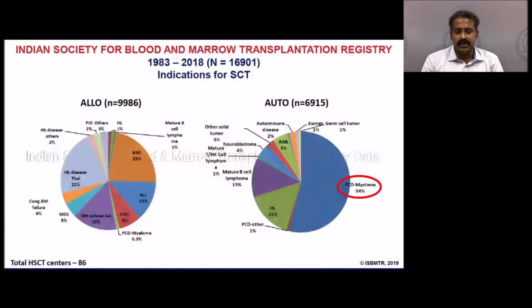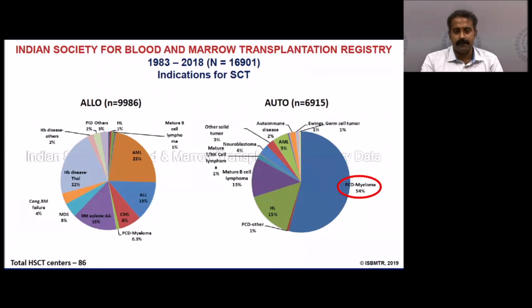Now, this is data from the Indian Society for Blood and Bone Marrow Transplant Registry. Now, this shows the indications for transplant. On the left side, you can see the indications for allotransplant. On the right side, the indications for autotransplants, and see that more than 50% of autotransplants done in India are for multiple myeloma, and then comes lymphoma and the other diseases.